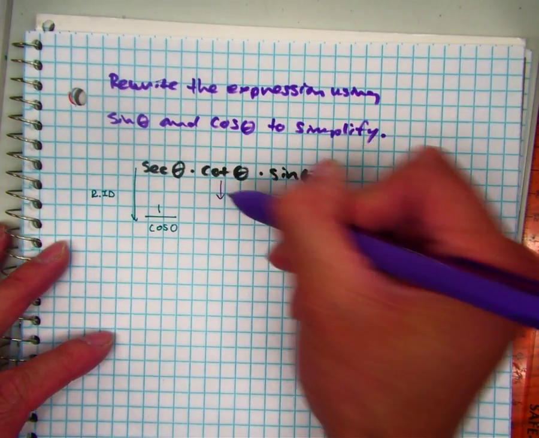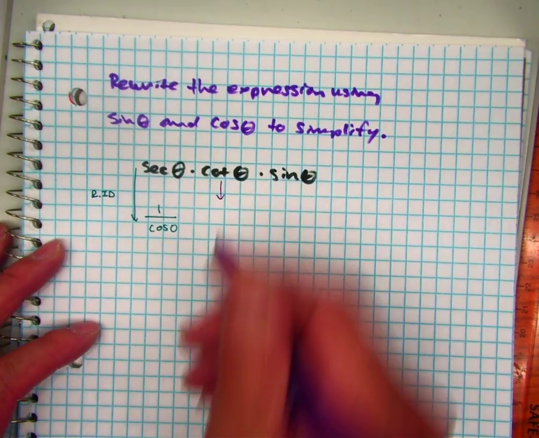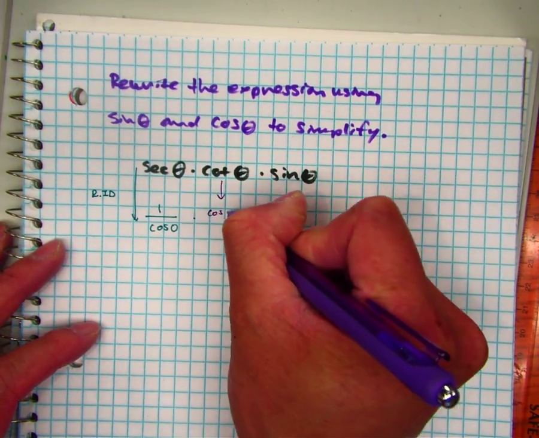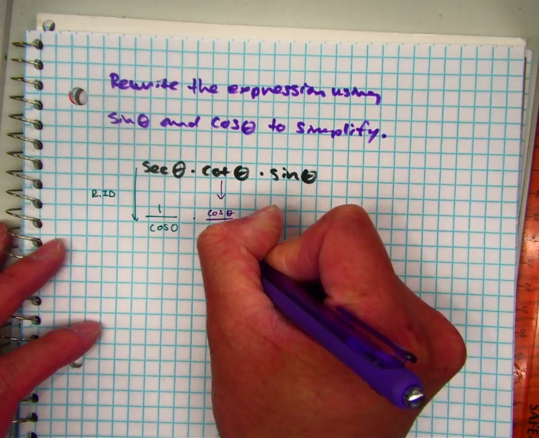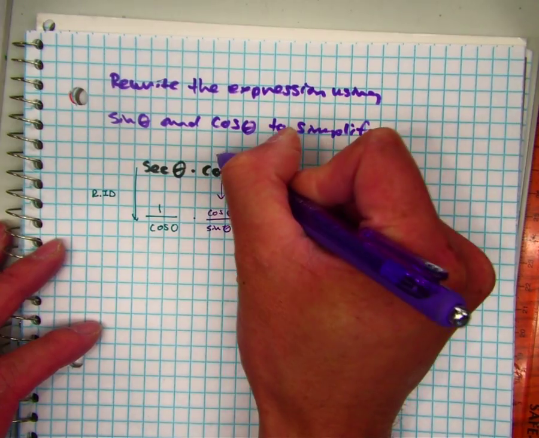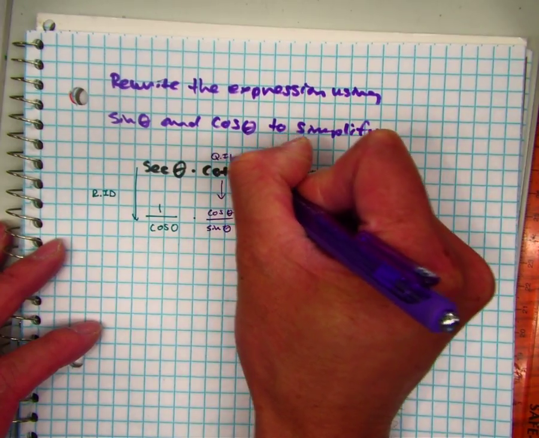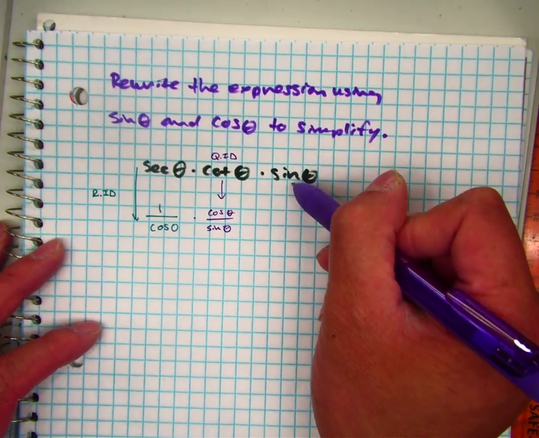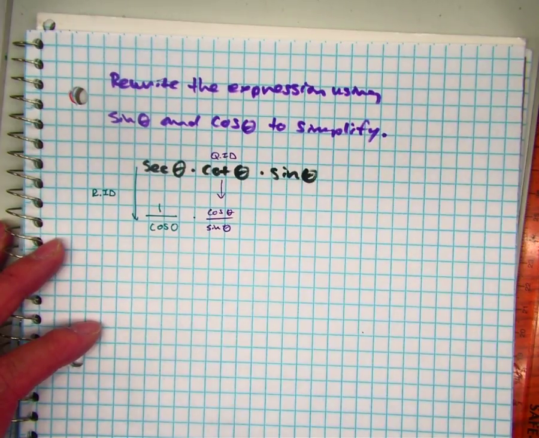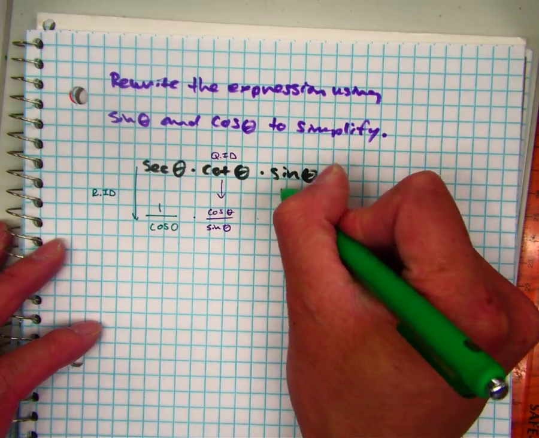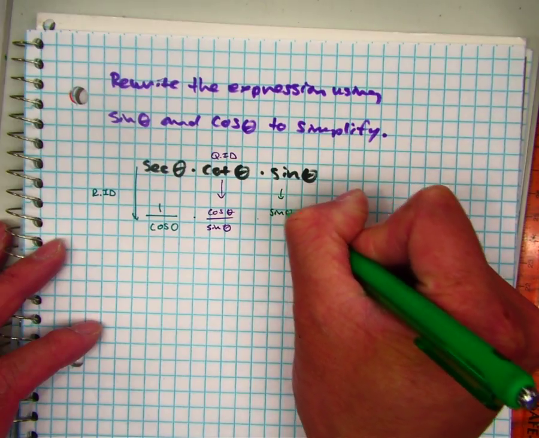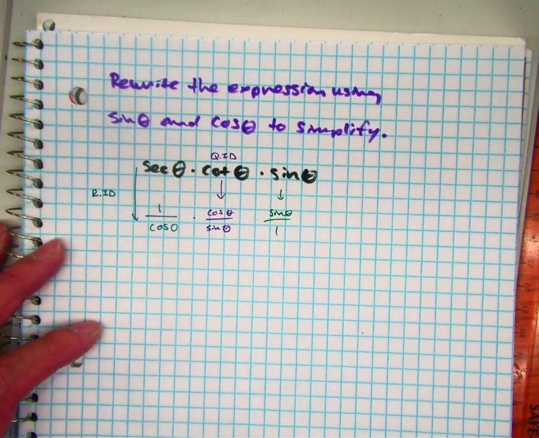Cosine over sine. Cosine theta over sine theta. Why? Quotient identity. And then class, how do I write this as a fraction? Sine theta over 1. Sine theta over 1.